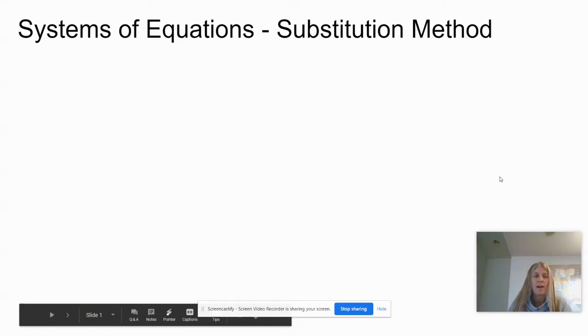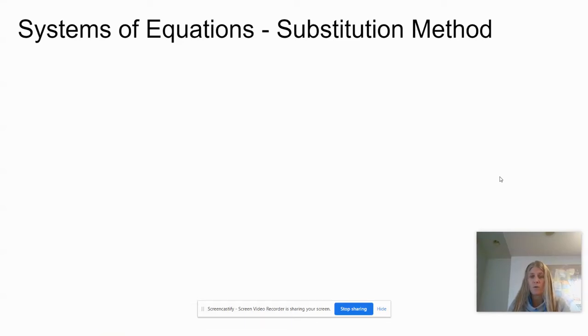Today we're learning how to solve a system of equations using the substitution method. Now, back in middle school, you learned how to do this using graphing. So when we're solving a system of equations, what we're doing is looking at two lines and finding out where they intersect, where they cross on a coordinate plane. And your answer is always going to be an ordered pair, that position where they cross.